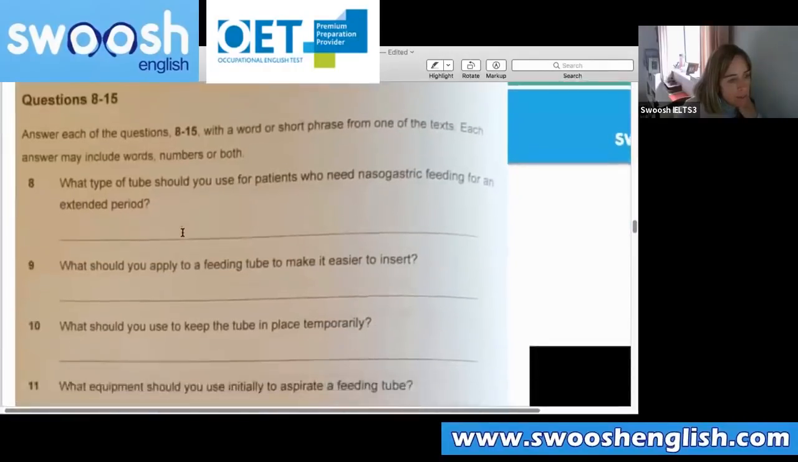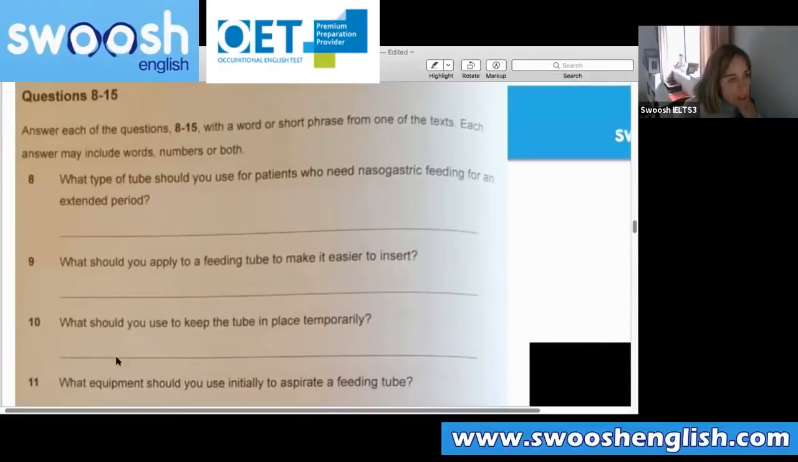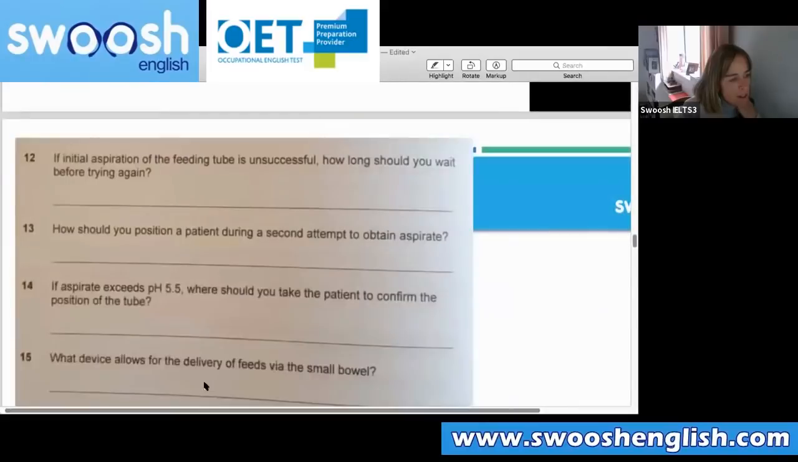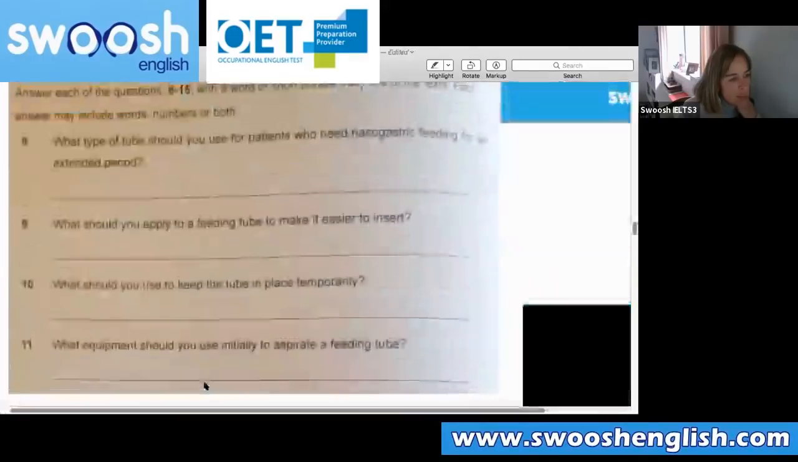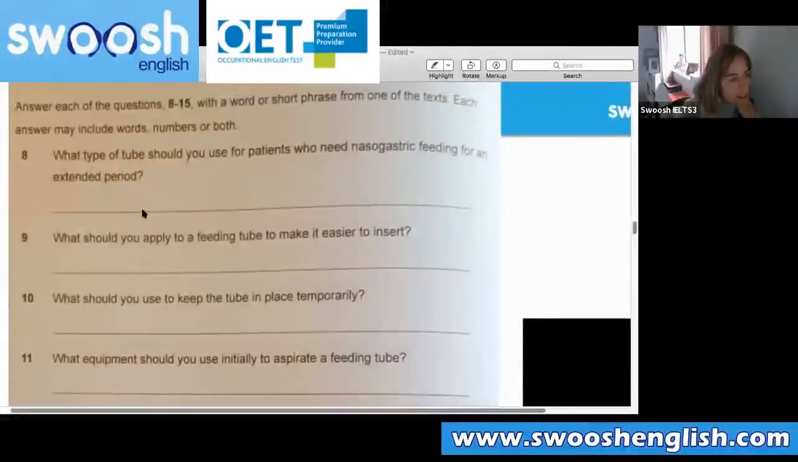So here we have 4 of the 7. Oh, how many are there? Yeah, 4 of the 8 questions. Okay, so let's read the first one. What type of tube should you use for patients who used nasogastric feeding for an extended period? Now, where do you think the answer might be for that question?